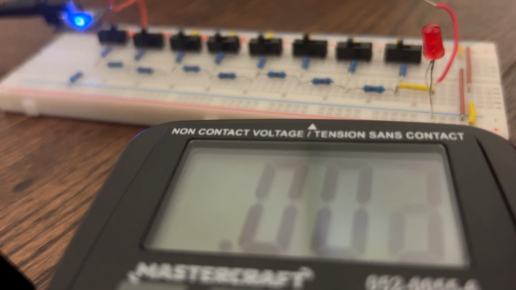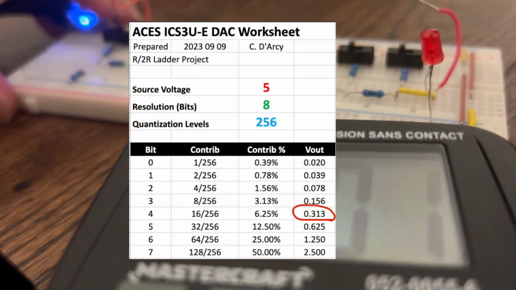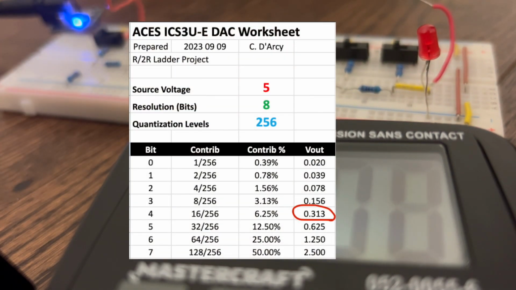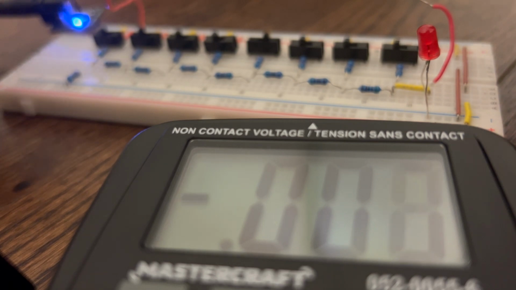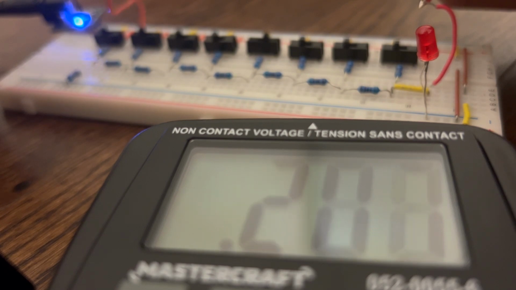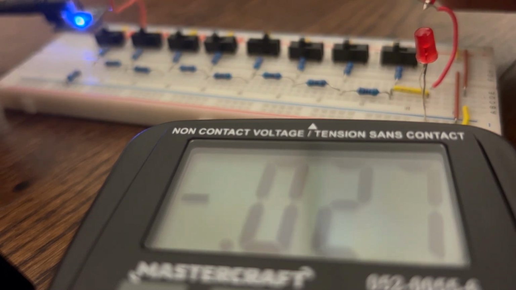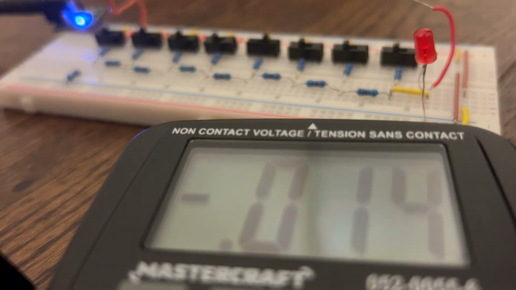We can also try this maybe with another one. Maybe we can try the fifth switch, or bit 4, and according to the graph, it should be around 313 millivolts. And let's see if it is similar to that. And we can see that we're getting around that number, 341, 327, so around there. So it is pretty accurate.